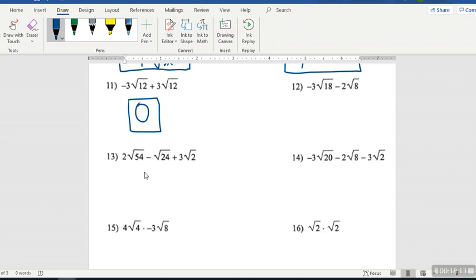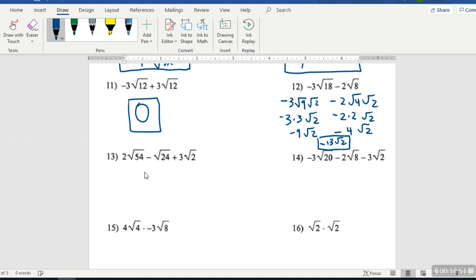Negative 3 root 18 minus 2 root 18. Can't combine them as they are, so we'll simplify each of the radical portions. So negative 3, that root 18 goes to root 9 root 2, and the root 8 goes to root 4 root 2. So negative 3 times the value of root 9 is 3, then root 2, or negative 9 root 2. Here we have negative 2, value of root 4 is 2, then root 2, so we have negative 4 root 2, and grand total of negative 13 root 2 on that one.